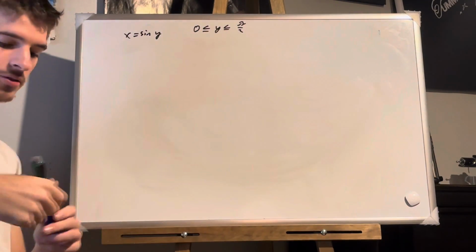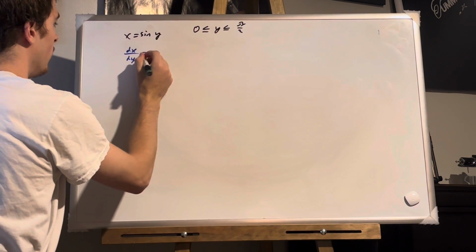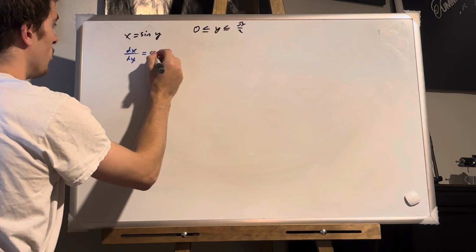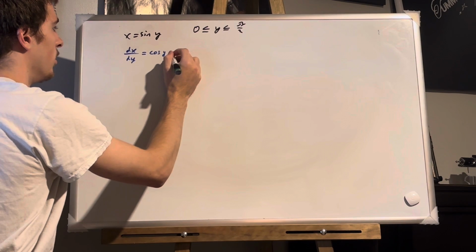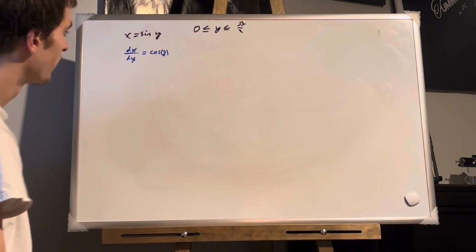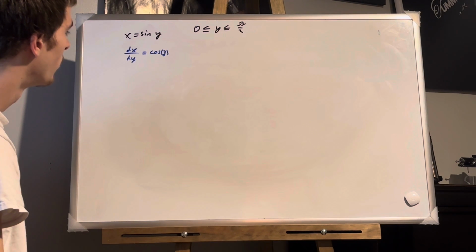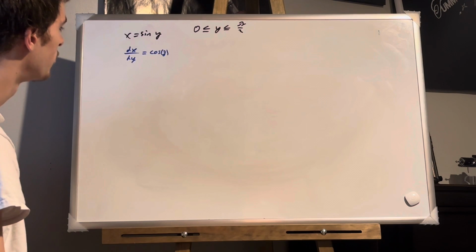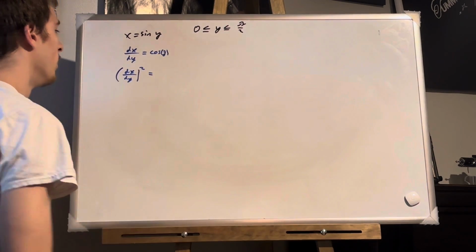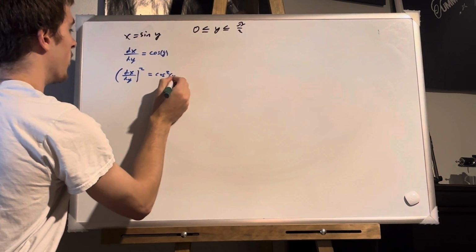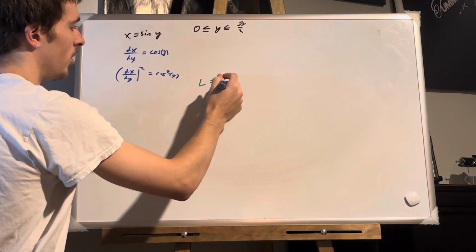Like I was saying earlier, we take the derivative of x with respect to y, then we would get cosine of y, right? Pretty cool stuff. So now we're going to square this, and then we can get cosine squared y. Okay? What's our equation? L equals the integral.